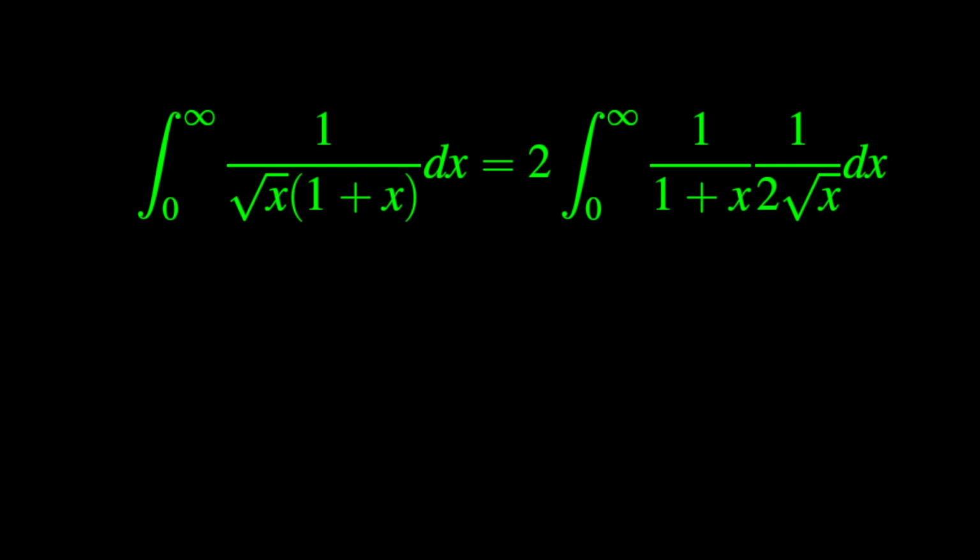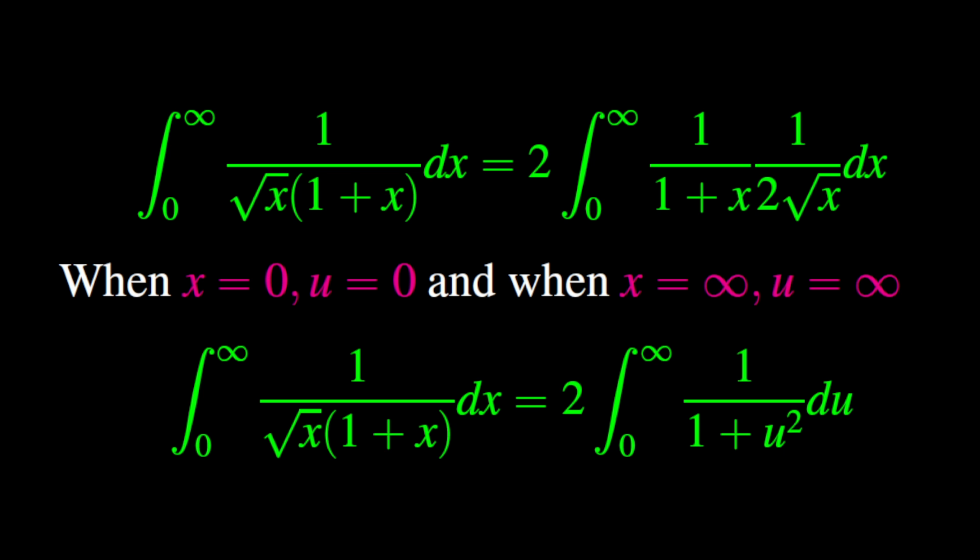The integral from 0 to infinity of 1 over square root of x times 1 plus x dx can be written as 2 times the integral from 0 to infinity of 1 over 1 plus x times the fraction 1 over 2 times square root of x dx. In this new expression of the integral, we can clearly see u and du. We easily see that when x equals 0, u equals 0, and when x equals infinity, u equals infinity. So the integral equals 2 times the integral from 0 to infinity of 1 over 1 plus u squared du.